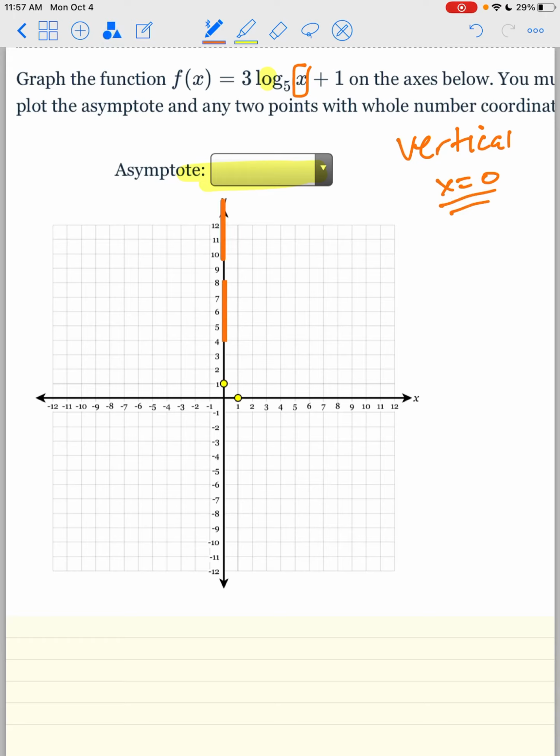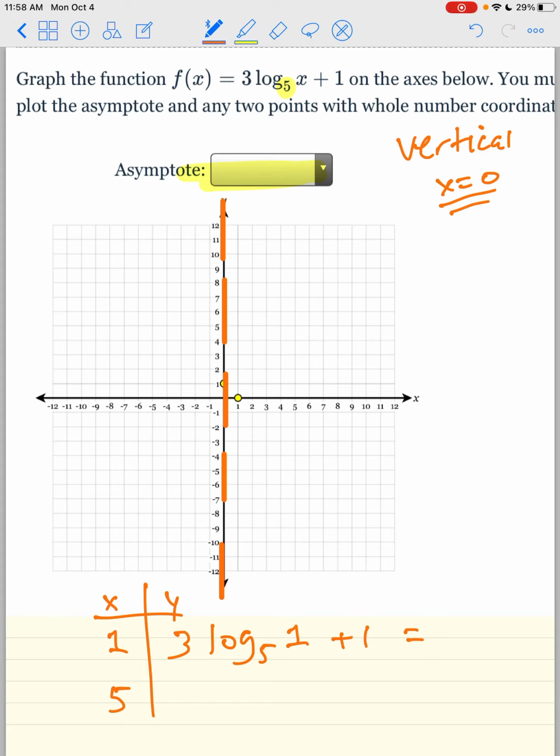Then there's going to be two yellow dots, okay? And I need to know which numbers those two dots are going to fall on. So what I want to do is pick this 5 base. Okay, so this base of 5, I want to pick multiples of that base. So first, for logs, you should always see what gives you a 1 and what gives you the base itself. Okay, so in this case here, 3 log base 5 of 1, plus 1.